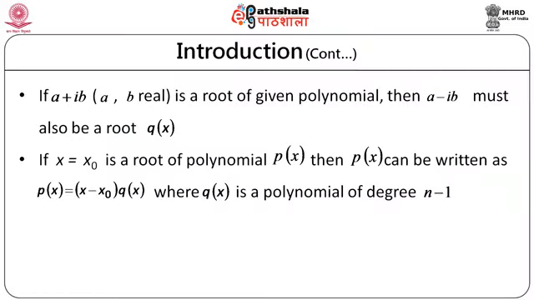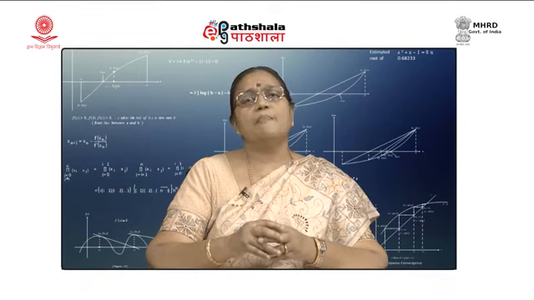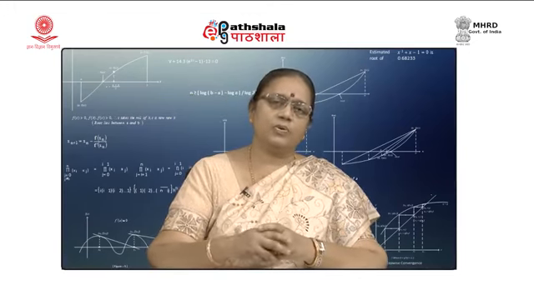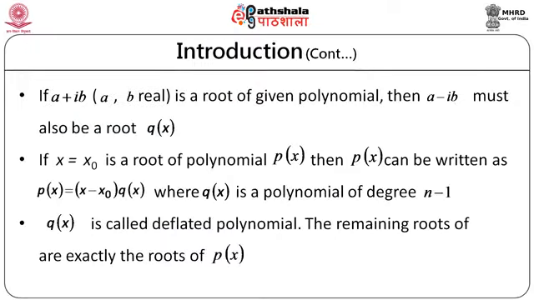And the second aspect is, in case of a polynomial with real coefficients, if the roots are real, fine, and if the roots are complex, then these complex roots occur in pairs. So, if a + ib is a root, a - ib is also a root, where a and b are real numbers.